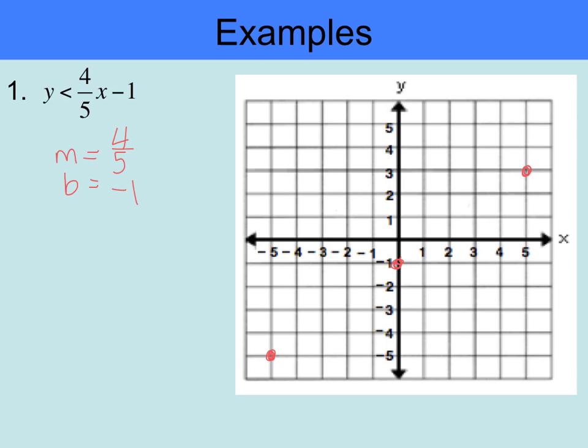Now you're used to just connecting and being done from there, but we're not going to do that. We need to figure out if we're going to do a solid or a dashed line, and that all comes down to this inequality symbol. So we've got only things less than this line should we be shading.